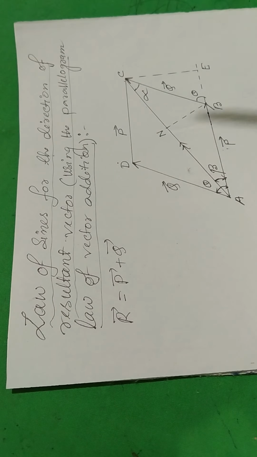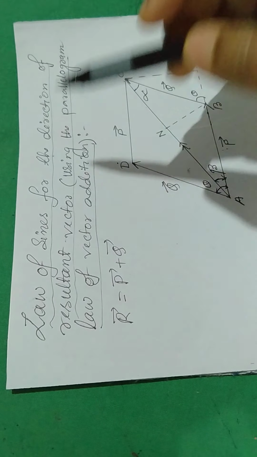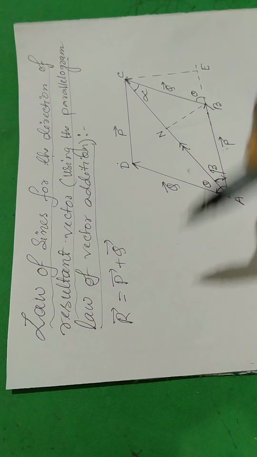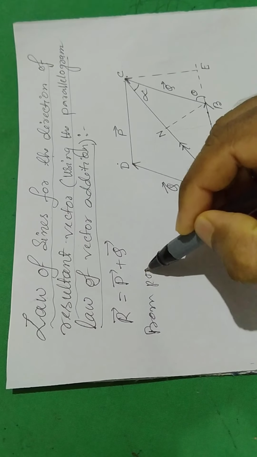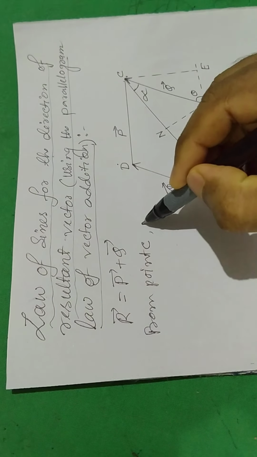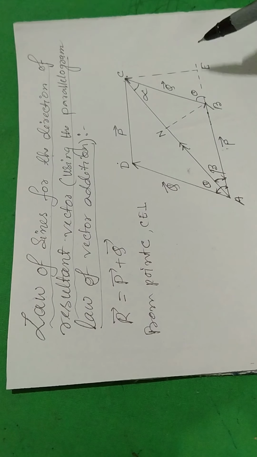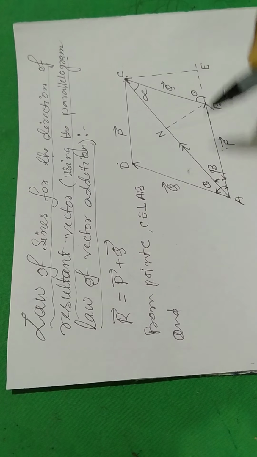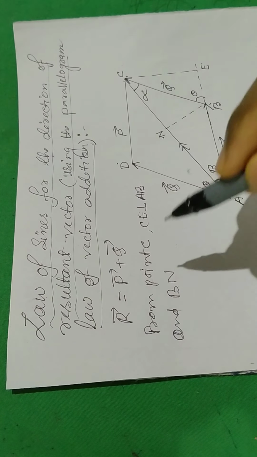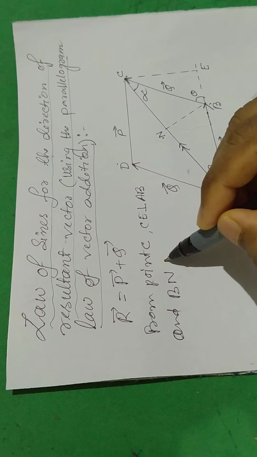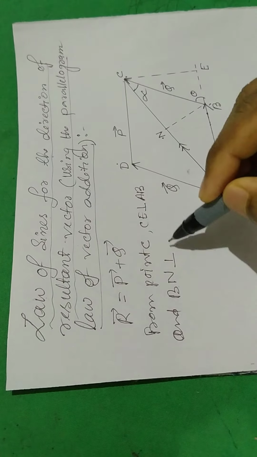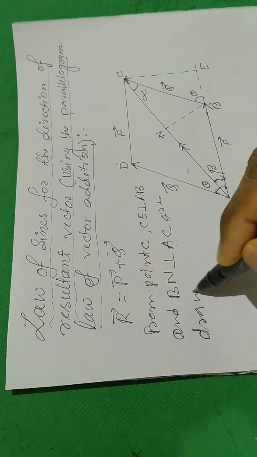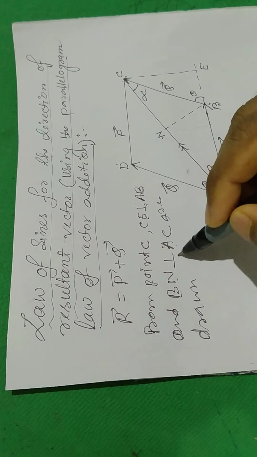To find the relation of the law of sines for the direction of the resultant vector, we have to do a construction. From point C, CE is drawn perpendicular to AB, and BN is drawn perpendicular to AC. So CE perpendicular to AB and BN perpendicular to AC are drawn.